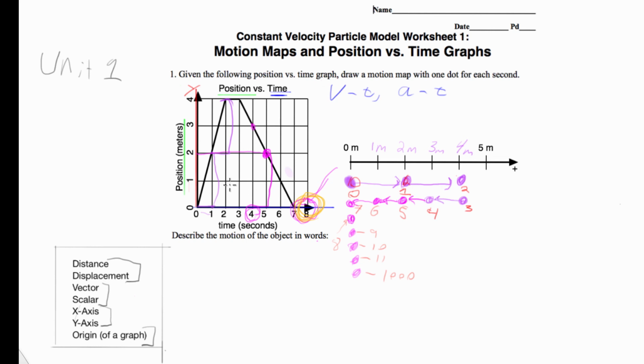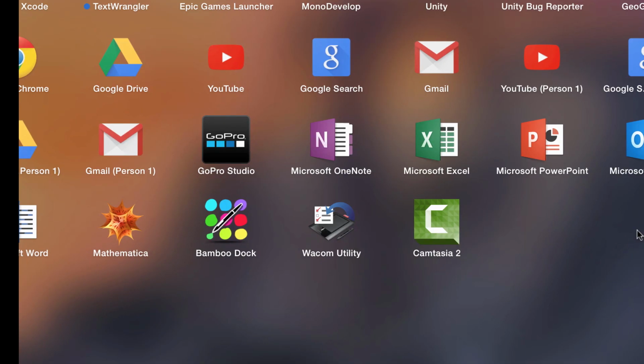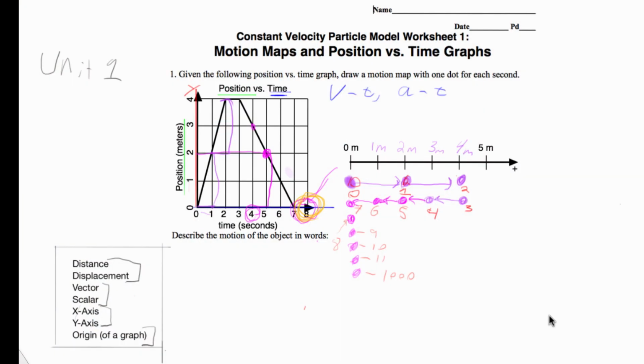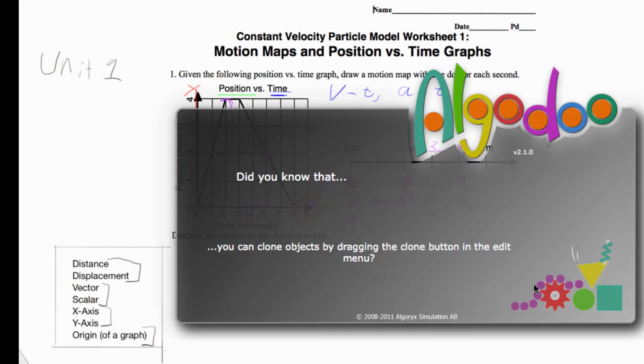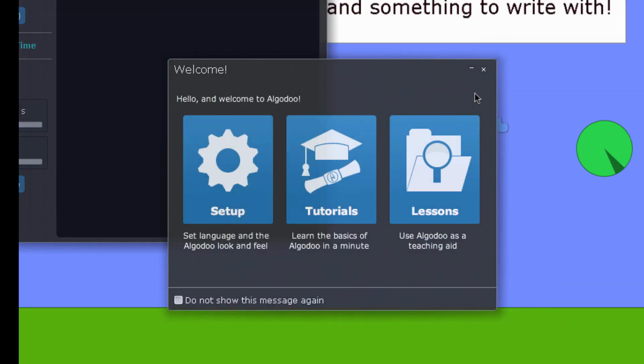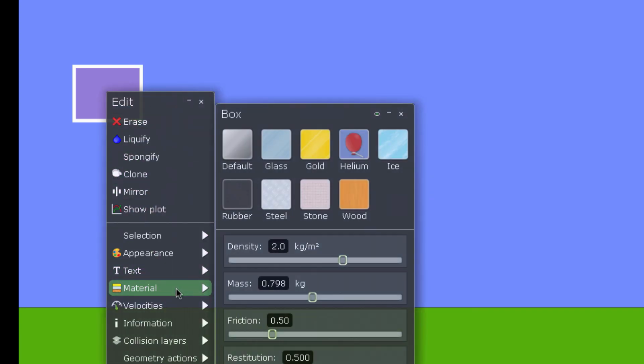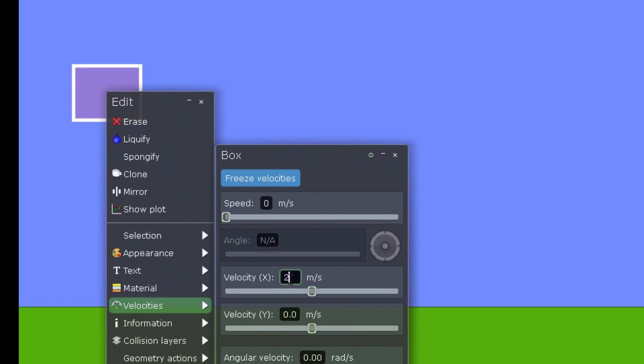I'm going to do something right now that I am curious about. I will want your opinion on if you think this is helpful or not. I'm going to open a program called Algodoo, which we used the first day of class. And I don't want that, don't want that. And I'm going to create a block. And I'm going to do some stuff here. Don't worry about exactly what I'm doing.